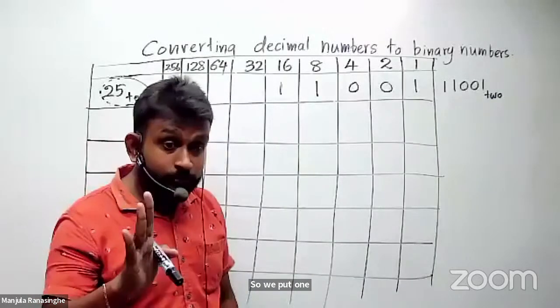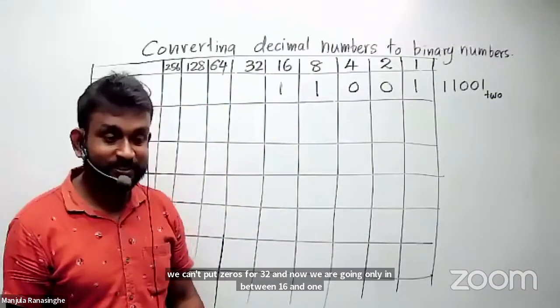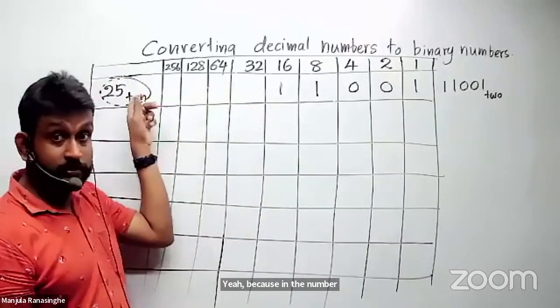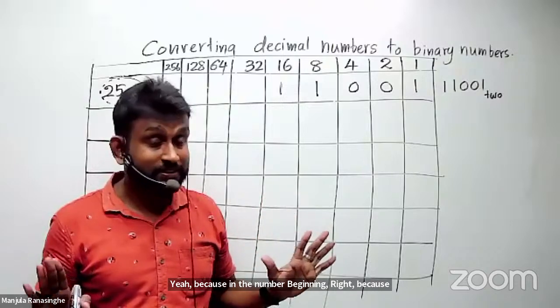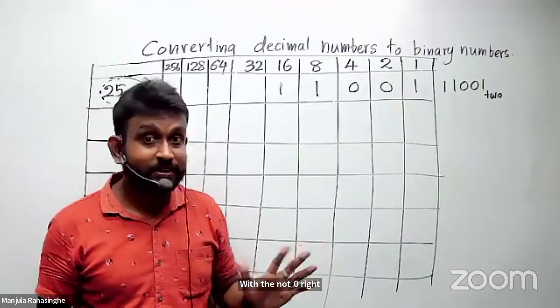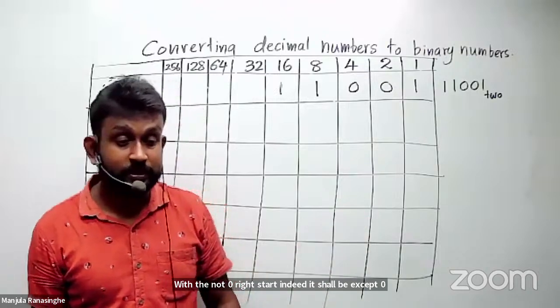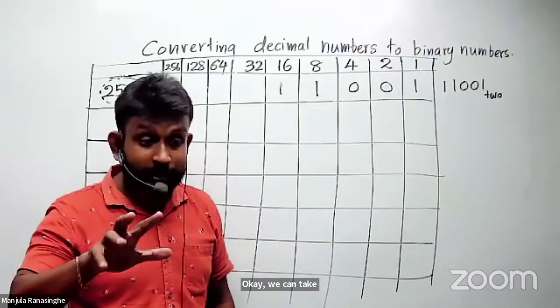Yeah, because in a number, beginning zeros will not be written, right? Somebody will say 0 0 0 0, but numbers start with a non-zero digit, right? The starting digit shall be other than 0. We are not putting zeros to the front. So while we take 25, we should take a number which has less value than 25. We can't take more value than 25.